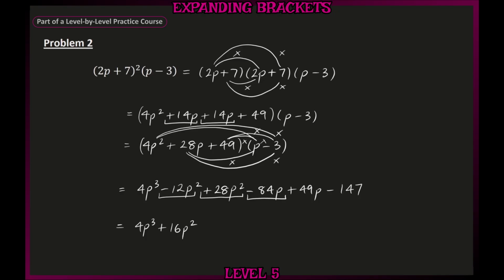We have a minus 84p plus 49p, and this gives us minus 35p, and we have minus 147 on the end. So our final answer to problem 2 is 4p cubed plus 16p squared minus 35p minus 147.